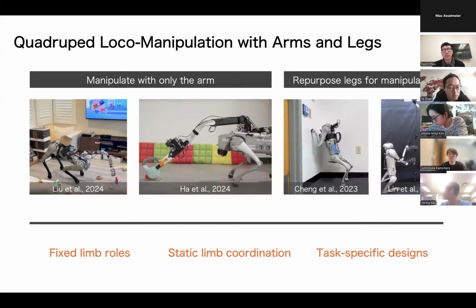In that case, they also have certain limitations. For example, they assume prefixed limb roles. The arms are always used for manipulation and the legs are always used for locomotion. On the other side, in these cases, we also have task-specific designs. So we have to manually add additional mechanical structures to the robot to enable some predefined tasks.